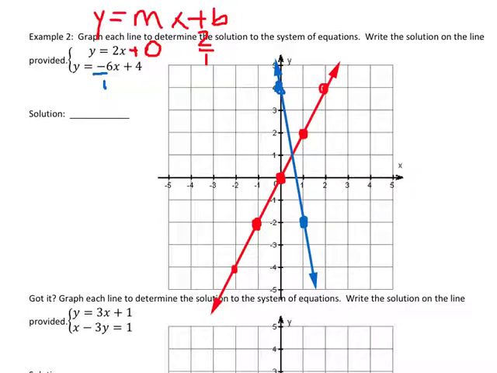As you can see, this one is not as neat of a solution as the other ones were, but the answer is where they intersect, which is right here. So the x value, I'm going to go ahead and approximate that. That's about 1/2, and the y value is 1. So my solution is the point, and we put it in parentheses, (1/2, 1).